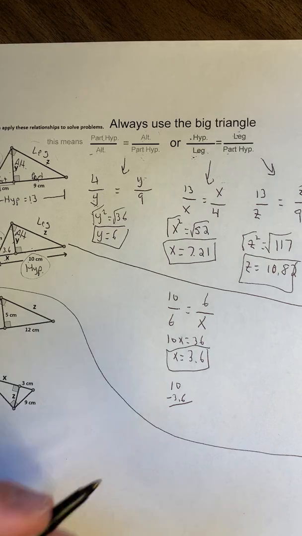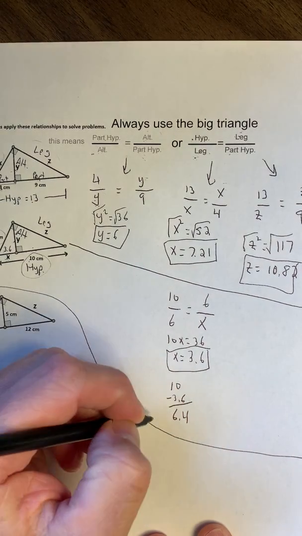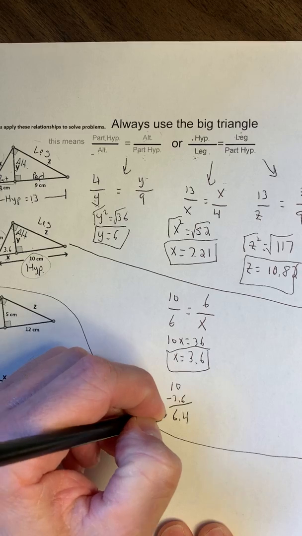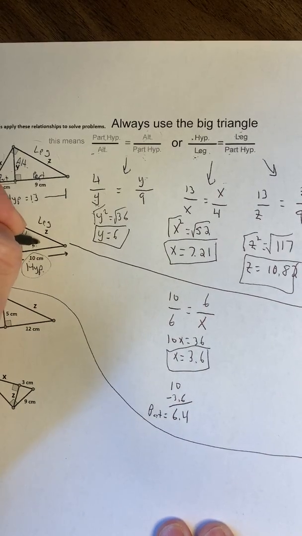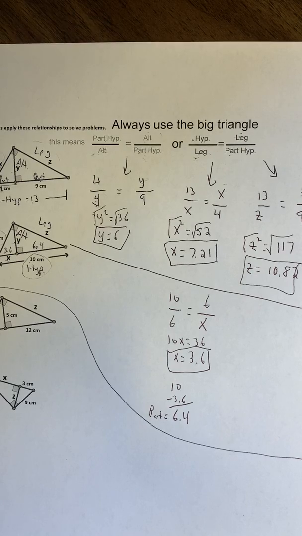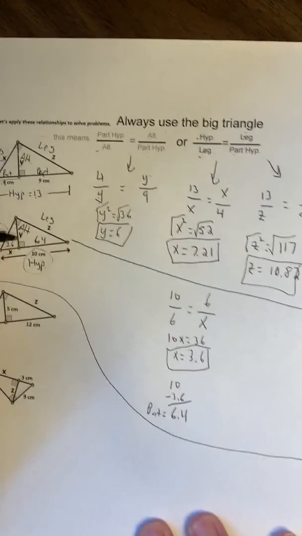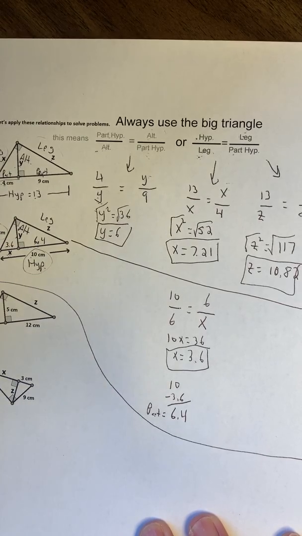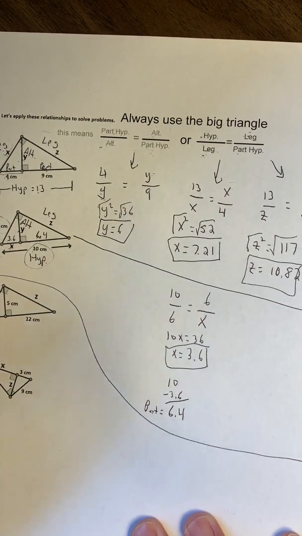That's 6.4. That's the other part, right? So that means this is 6.4. Now that I've got that part there, 6.4, I actually can use that to figure out the altitude, and I can also use that to figure out the leg of z. Why don't we do the altitude?